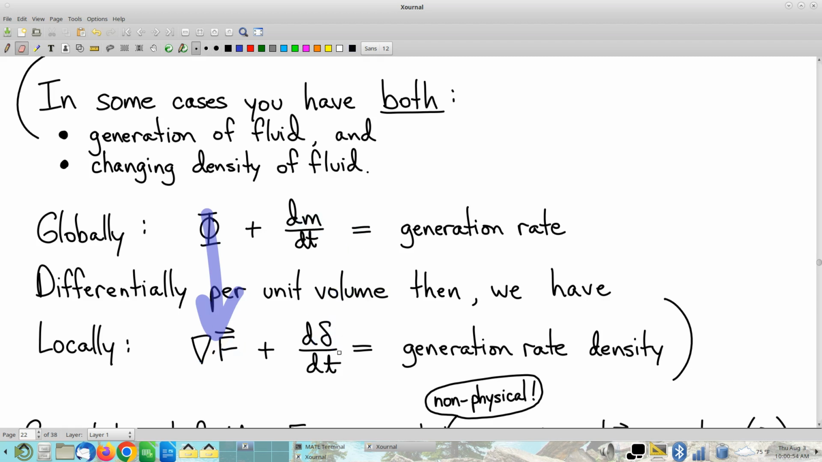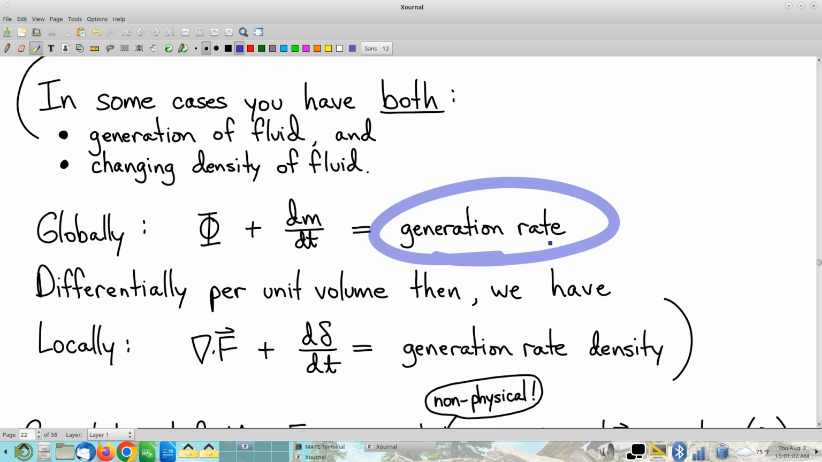And then a weird thing happens over here on the right. Generation rate, total amount of fluid being generated per unit time. If I then say, per unit volume, I'm just going to call that generation rate density. I don't know how to make that more physically relatable. I guess you could say, let's suppose a cloud of glowing gas. Where there's more glowing gas, there's more photons being generated per unit volume, so there's more generation rate density there. That's just one way to think about it.